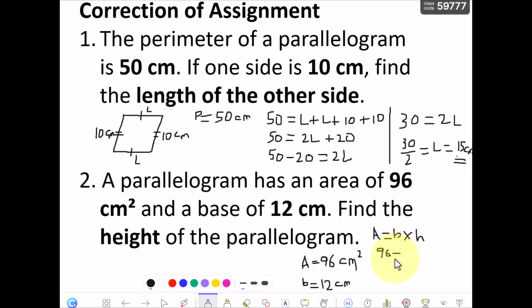96 is going to be equal to B, which is 12, times H. The next thing now is to divide both sides by 12 so that your H will stand alone. So the next step will be 96 over 12. So 96 over 12 will give us H. And what is the answer of 96 over 12? So this should be 8. Yes, this should be 8, and that will be centimeter because we are looking for length. So this is the solution to the assignment and the classwork. So take note of that.